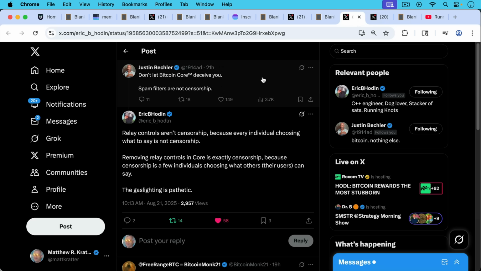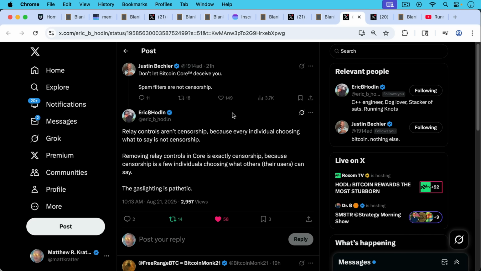As Justin Bechler says here, don't let Bitcoin Core deceive you. Spam filters are not censorship. And then Eric B. Hodlin responds, relay controls, in other words, mempool policy, how nodes decide what transactions to send to each other and what not to. These sort of relay controls are not censorship, because every individual node choosing what to say, what to relay, is not censorship.